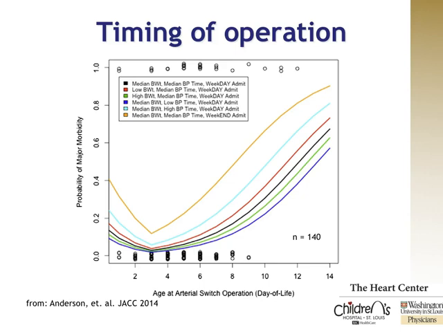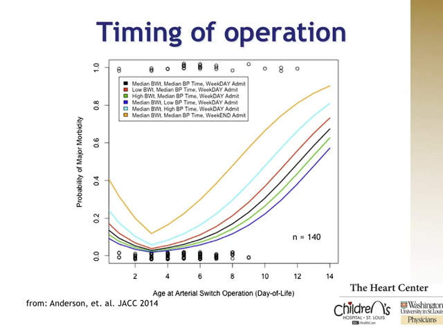And they sort of sliced and diced their cohort of 140 patients with transposition in a lot of different ways. They broke them down by different birth weights, by whether they were born on weekends, weekdays, and tried to identify outcomes. And they didn't look at mortality so much because the mortality rate was very low.